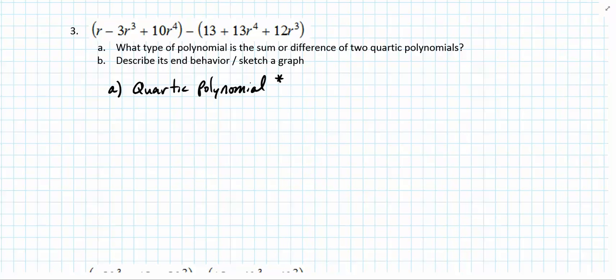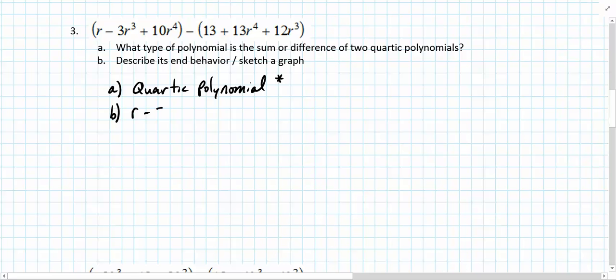Now for part B, I would like to describe its end behavior and sketch a graph. Well, in order to really complete that, I think it would be a good idea to complete the math. Now what I'll do is I'll copy the original problem, but I'm going to distribute this subtraction sign and drop the parentheses at the same time. So I'm going to rewrite this first group as r minus 3r cubed plus 10r to the fourth. And then when I distribute this negative sign, it goes to each of these terms. It's going to make our math just a little bit easier.